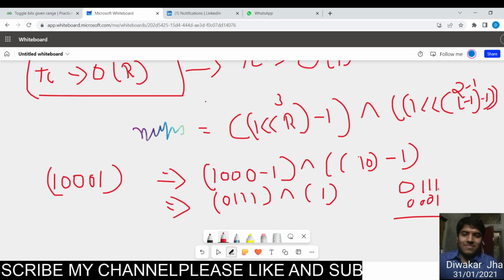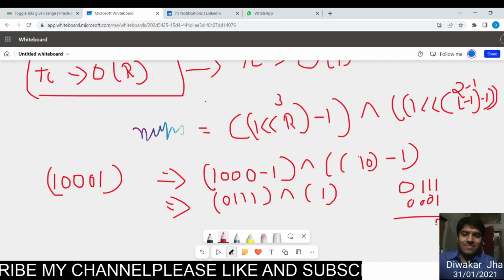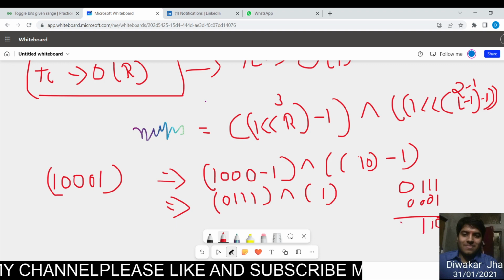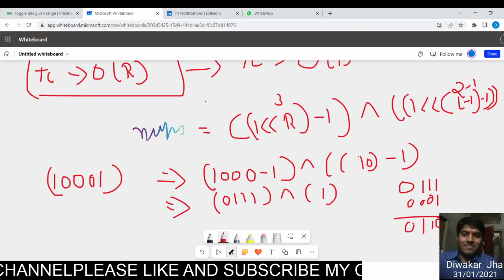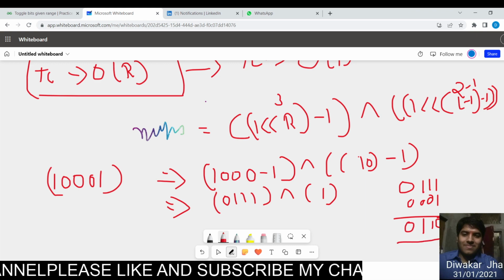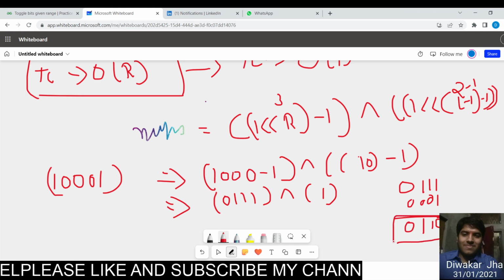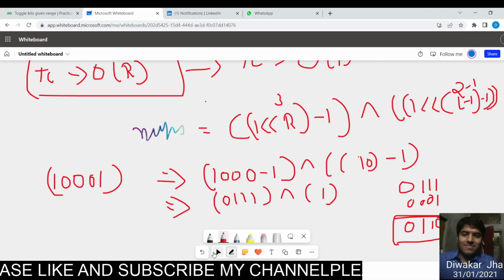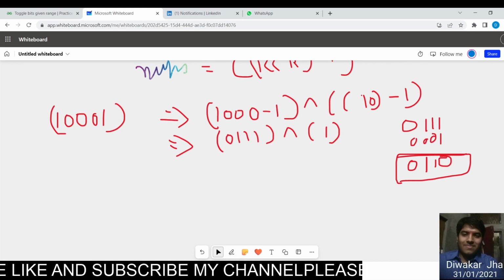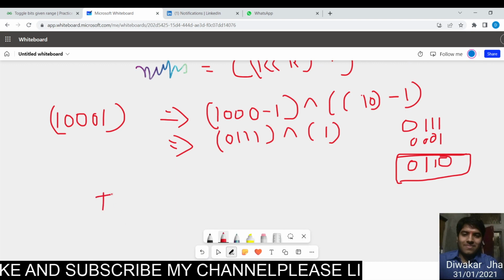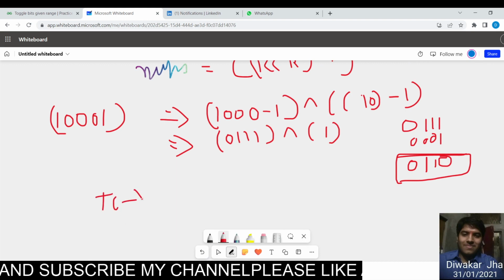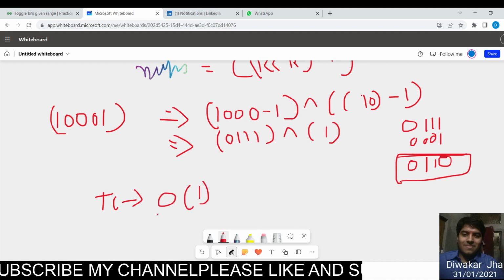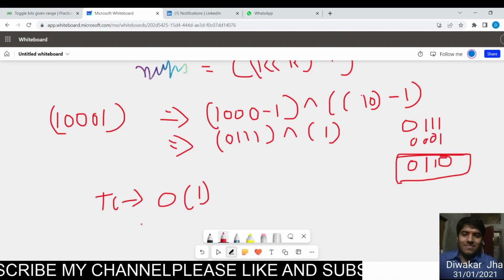So what will happen? This is the same bit, so 0. This is a different bit, so 1. Now your final output is equal to this. Okay, so this has a time complexity of order 1. I hope this approach will be clear to you.